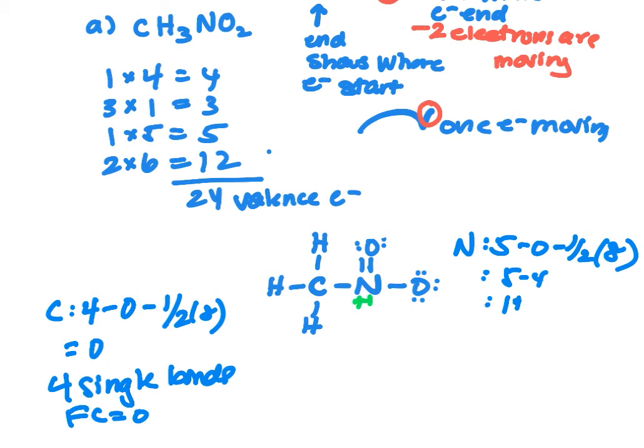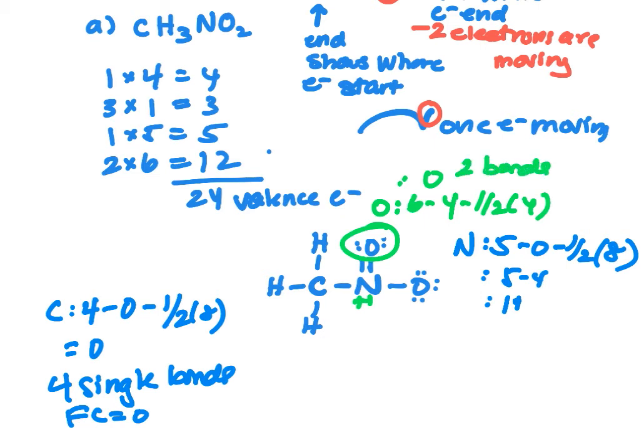Let's do the top oxygen here. That oxygen has a group number of 6 minus 4 because there are 4 non-bonding electrons, minus 1/2 times 4, because there are 2 bonds, so that's 4 bonding electrons. We are going to get a formal charge of 0 on that oxygen. Again, a rule of thumb: when you see oxygen with 2 bonds and 2 lone pairs, the formal charge is usually 0.